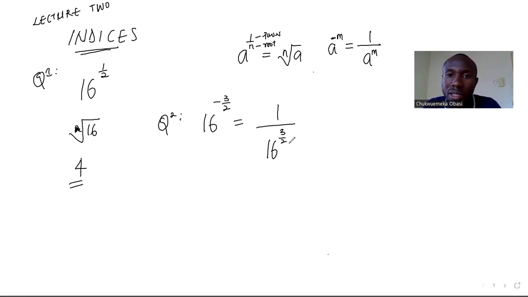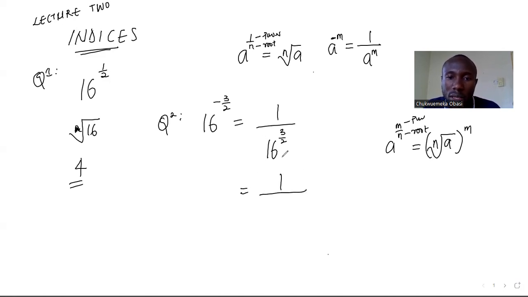And now we can apply this other law. It says when you have a to the m over n, it's going to become the nth root of a, all to the m power. This is your power and this is your root, right? We've talked about this in the first series. So from here, this is going to become 1 over this. This is the root and this is the power. So it becomes the square root of 16, all to the power 3.